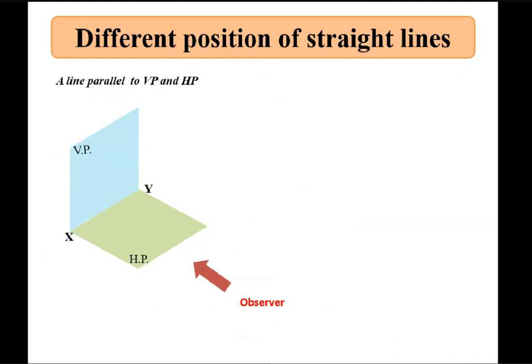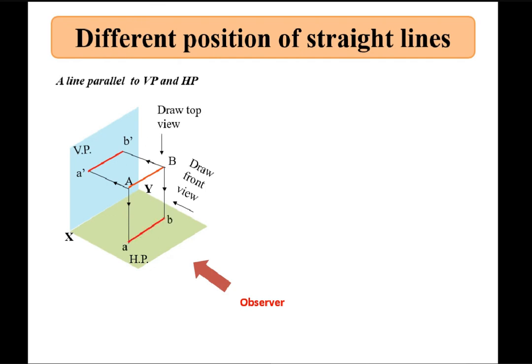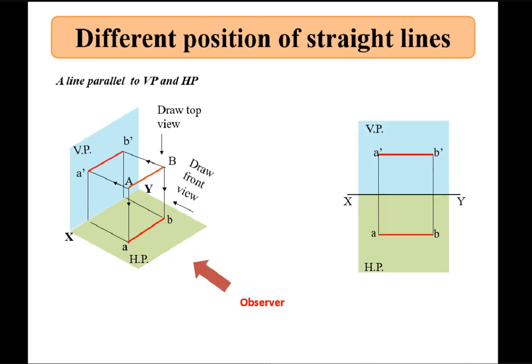So here, if a straight line is parallel to both HP and VP, then I should get the true shape on both HP as well as VP. Isn't it? Yes, sir. Here, this is AB. I draw the front view and I'll get A dash, B dash. I'll get AB, and this is how it will look. This is A dash, B dash, and this is AB.